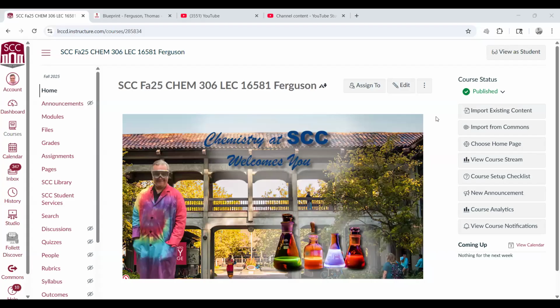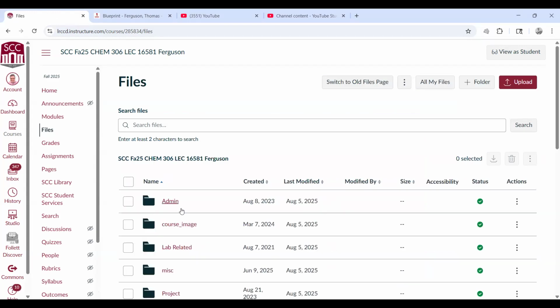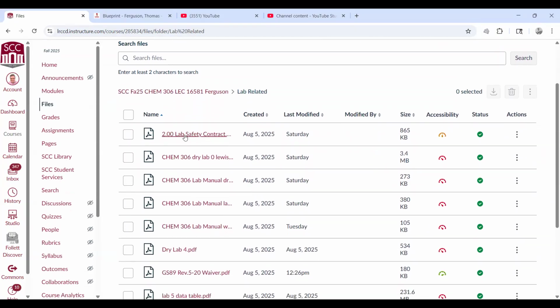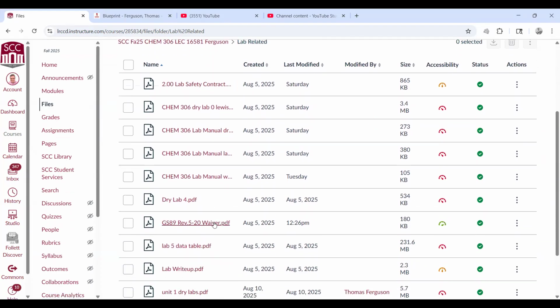Okay, if you go to Canvas, and there's me in my lab code. And we go to Files, Lab Related. Here's the lab safety contract you need to sign. This is the lab waiver you need to sign and upload. There are assignments for both of those. Here's the dry lab we're doing today.